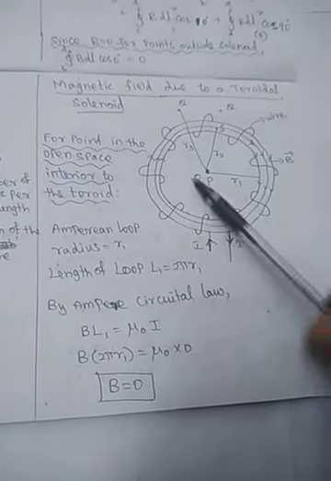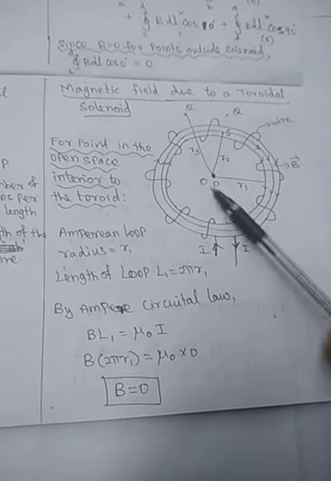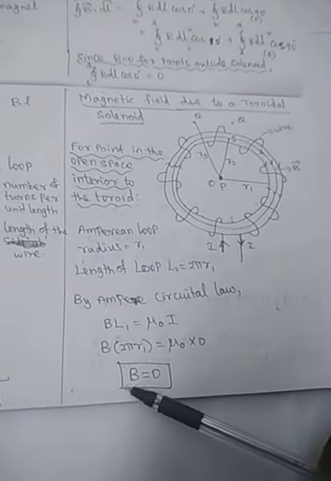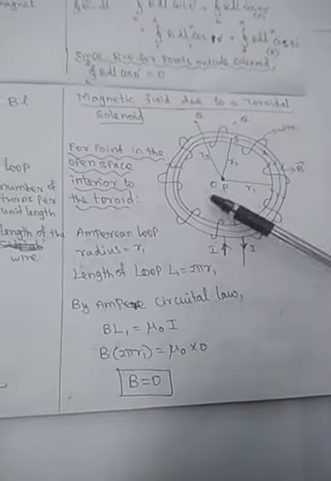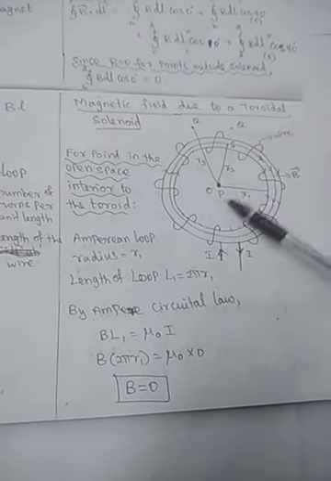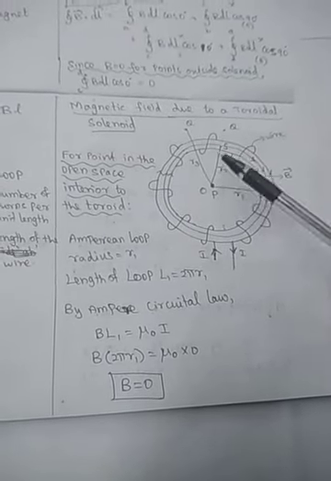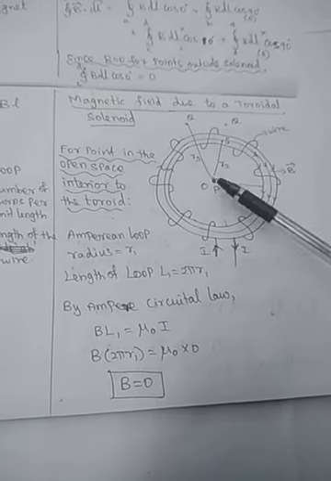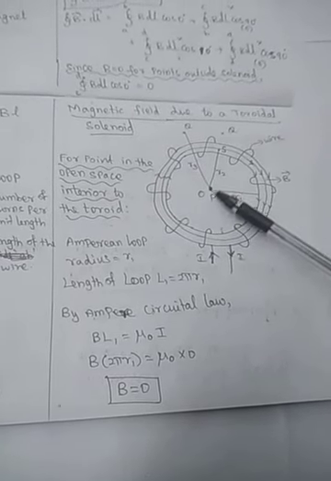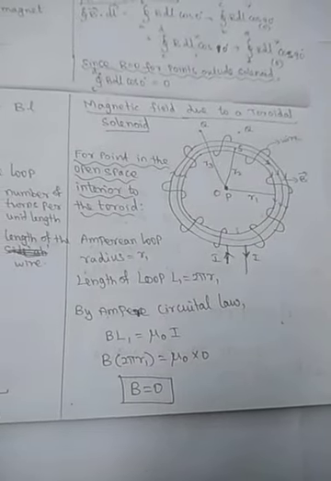What is the current in the center? The current in the center of the loop is 0. So the magnetic field is 0. So inside the interior open space, the magnetic field of the toroidal solenoid is 0, similar to the electric field being 0 inside a spherical shell.